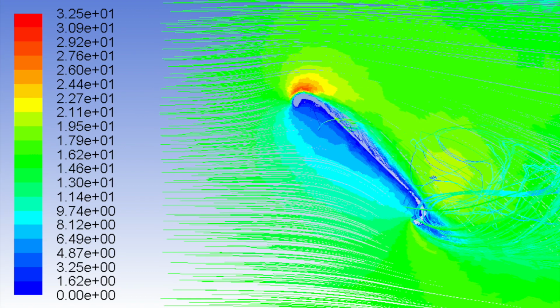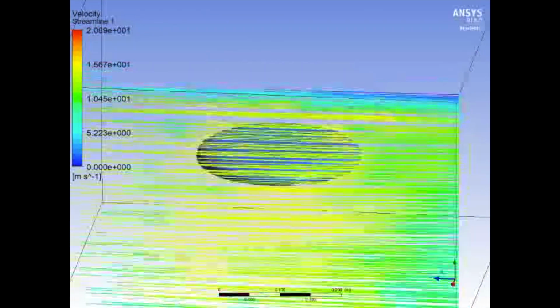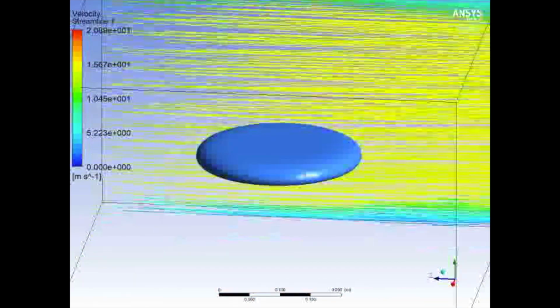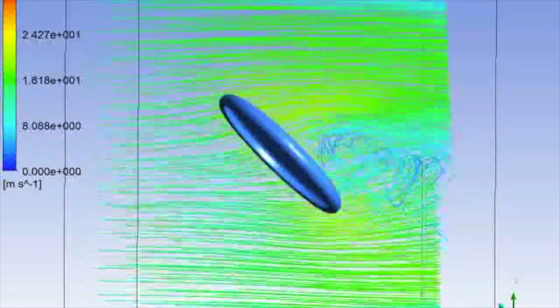At each step of 10 degrees, the lift and drag coefficients were recorded. Looking at this table, the lift coefficients seem to increase when the angle of attack is around 30 to 40 degrees. The drag coefficient appears to be maximized at the greater angles of attack. Here is the drag coefficient at 0 degrees compared to the drag coefficient at 45 degrees.